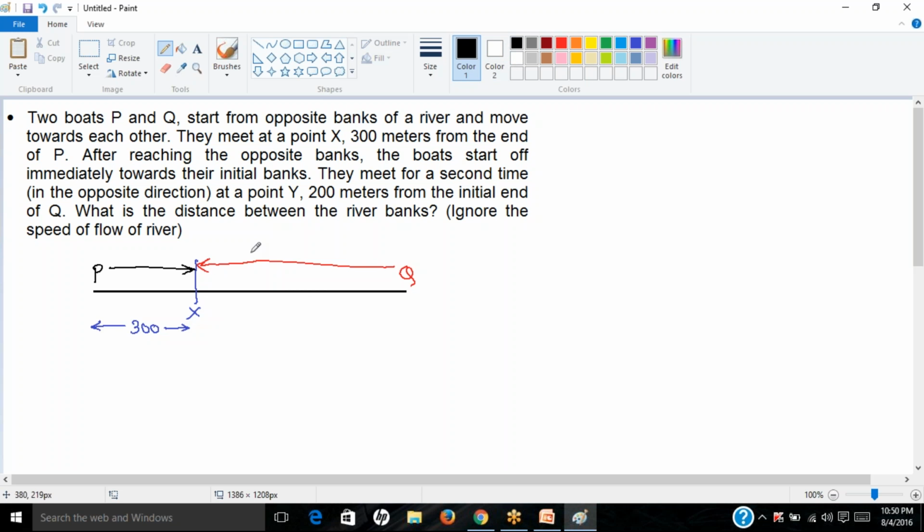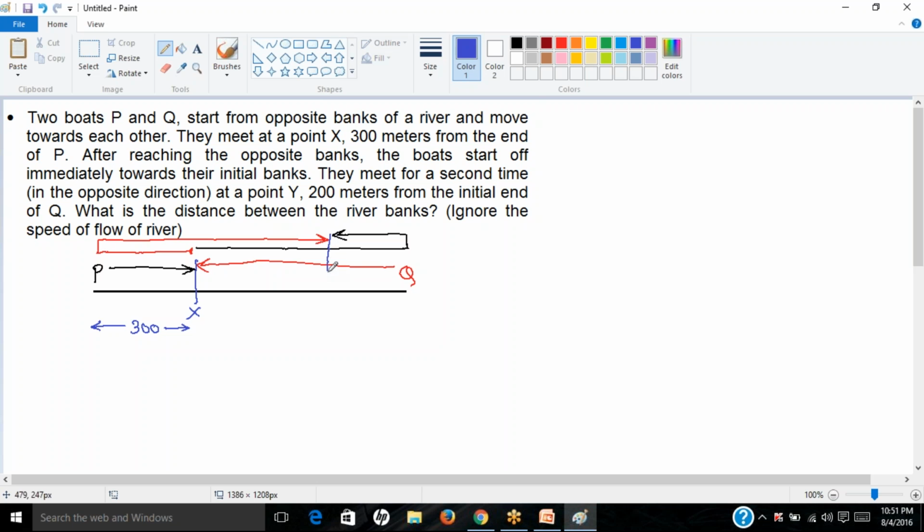Now after meeting, what happens? P continues. I am tracing P with black ink, okay? P continues and, after reaching the end, immediately turns back towards his initial end. That is given in the problem. What does Q do? Q also continues. I am tracing it with red ink, and immediately turns back towards his initial end. This is Q's path.